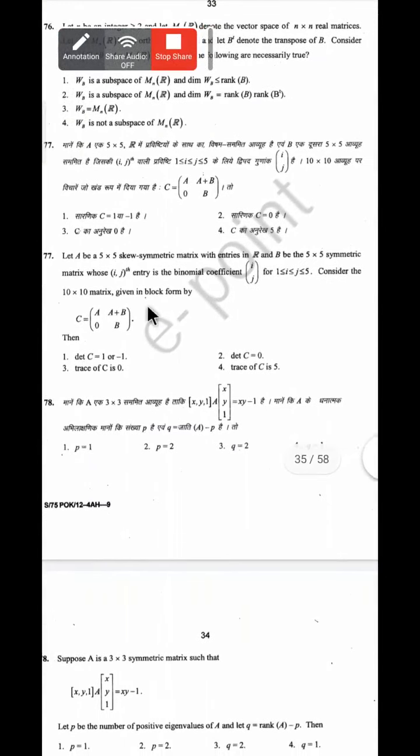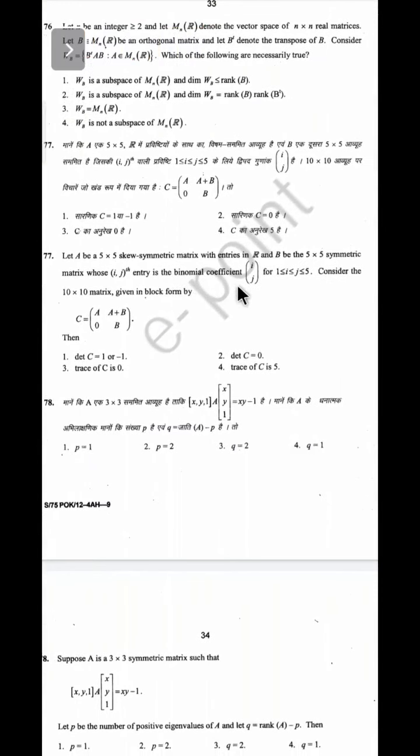Let A be a 5 cross 5 skew symmetric matrix with entries in R, and B a 5 cross 5 symmetric matrix. This is skew symmetric, so the determinant is 0 for this. Rank will be something less than n. And B is a 5 cross 5 symmetric matrix whose entries are binomial coefficients.